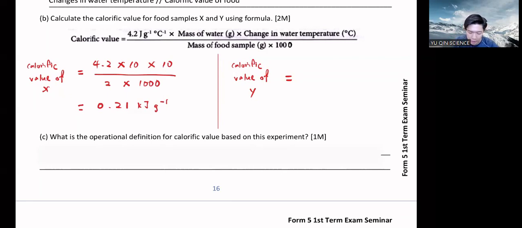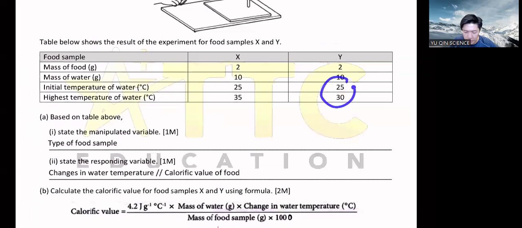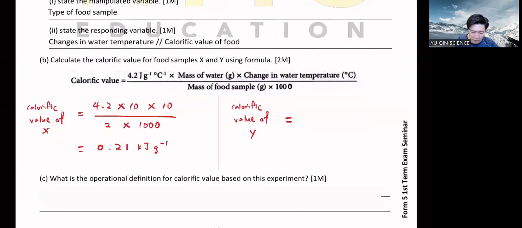So I think the only thing that is different here is this one. 25 to 30 is 5. So everything is the same though. 4.2 times 10 times 5 is the only change. I think everything else is the same. This is the only change. So you can try again.